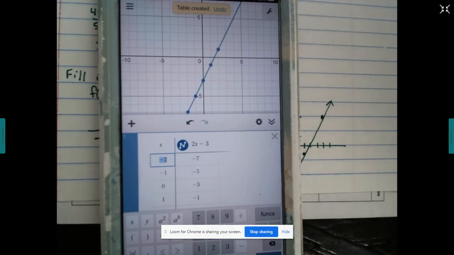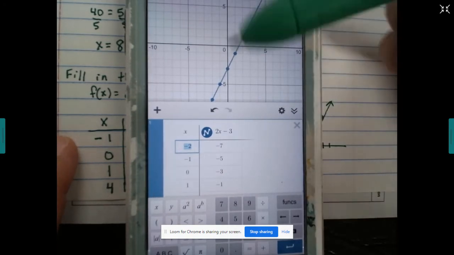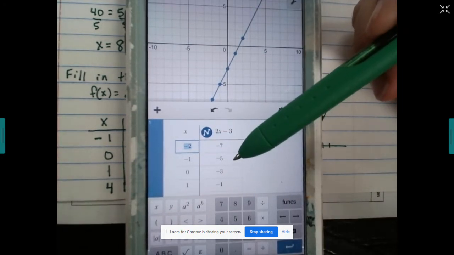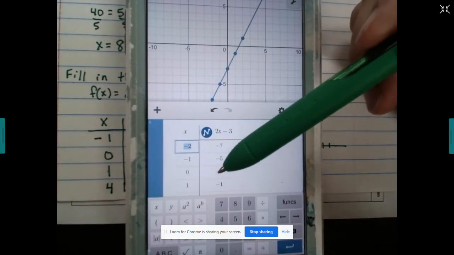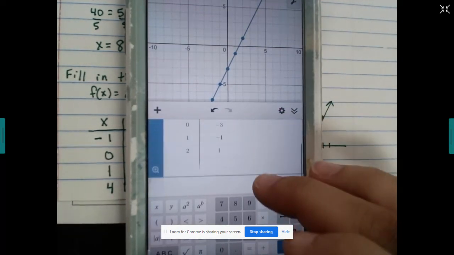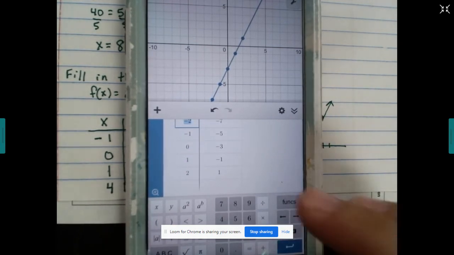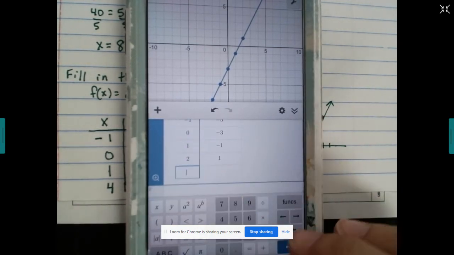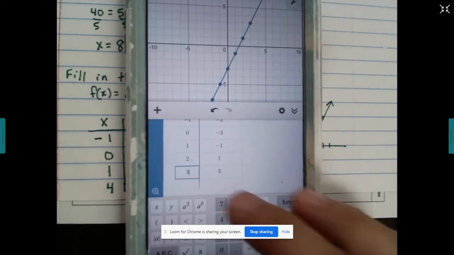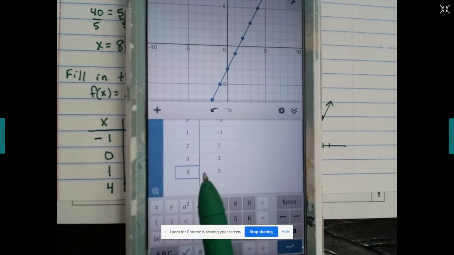So if we wanted to fill in this table here, we have -1, 0, and 1 already. If you look, -1 is -5. That's what we got. 0 is -3. That's what we got. And 1 is -1. So that's what we got as well. Now, it really only does like the first -2 to 2, but you can keep going. So say you wanted to find that 5, you could say, well, what's the value at 3? Okay, it's 3. What's the value at 4? Oh, it's 5. And so there would be that other point that you were looking for.